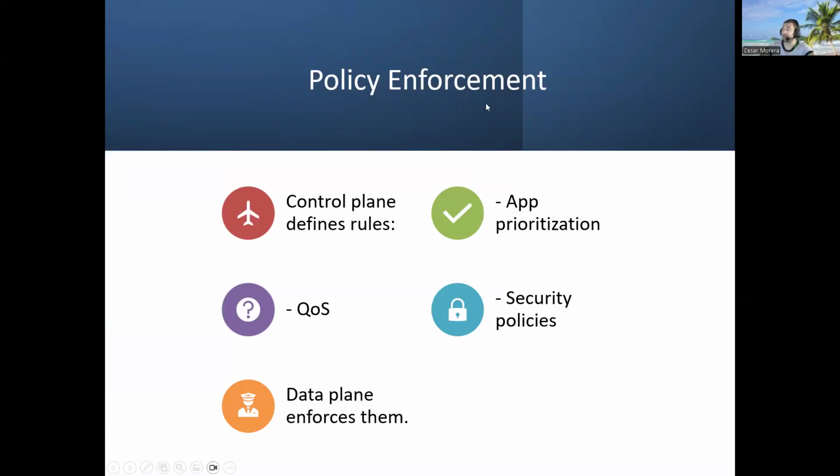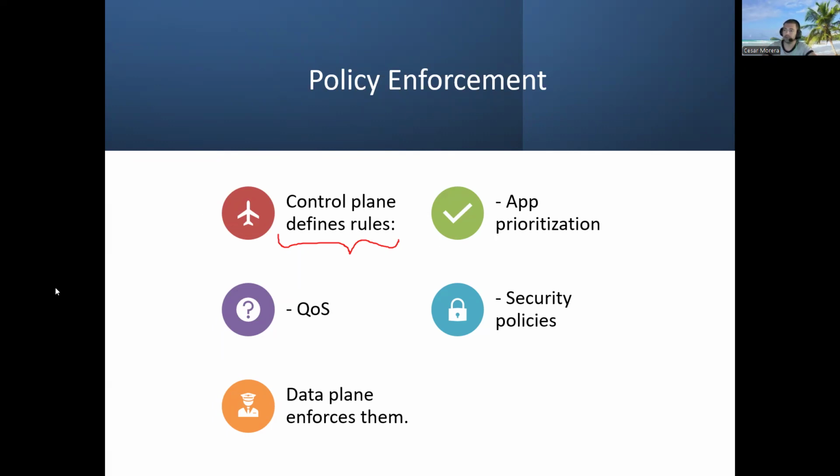Policy enforcement. When we're talking about this, this is the control plane and all the functionalities that it defines per se, like rules for administration of traffic. And you can talk about app prioritization, security policies, quality of service, and the data plane enforces them. So that's a little bit about the policy enforcement and the way the control plane defines these rules for quality of service, security policies, prioritization of different apps, and the data plane enforcing all of them.